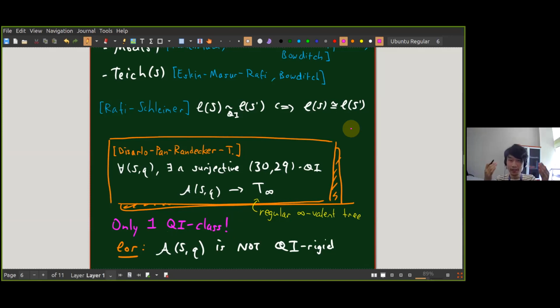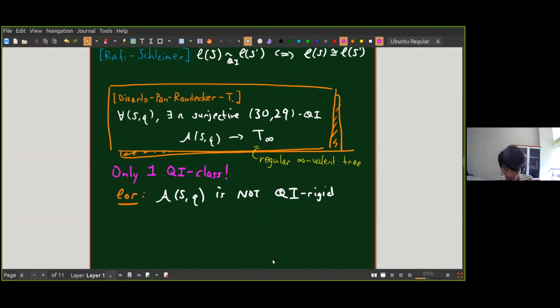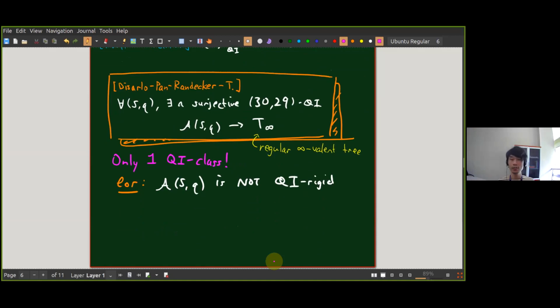So this is telling us some kind of very different behavior. When we start to look at geometric structures, we may not expect the same things to happen as for what we saw in the topological situation. So as a corollary, we can quickly show that the saddle connection graph is not QI rigid. So how can we see this? Well, we know that the saddle connection graph is QI to the infinite valence tree.